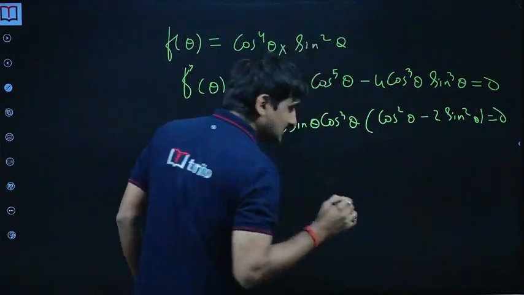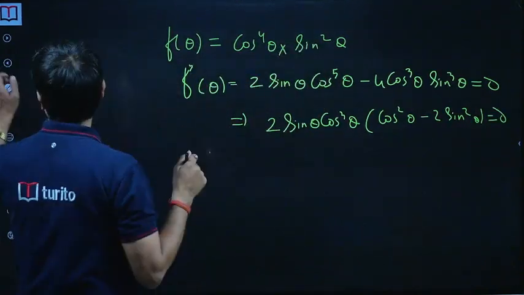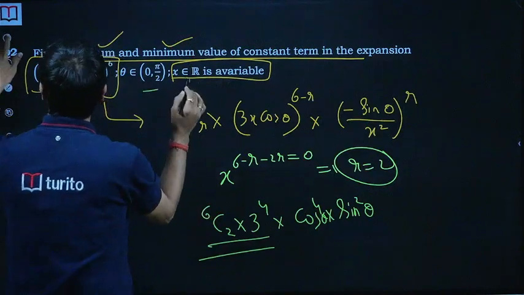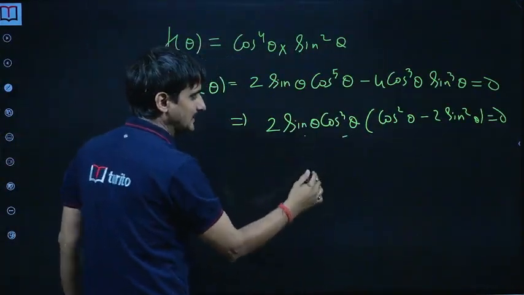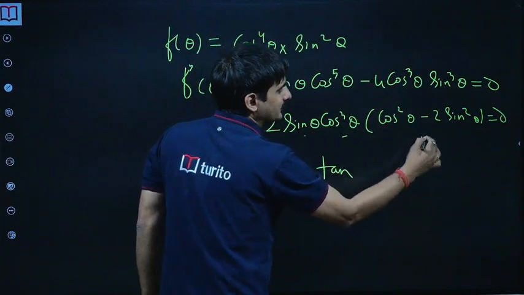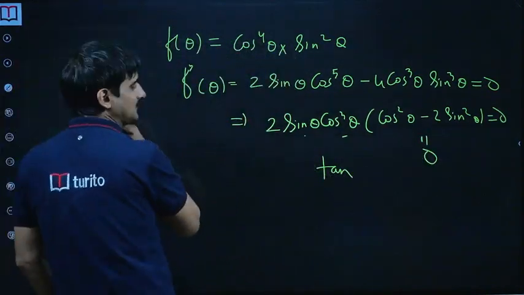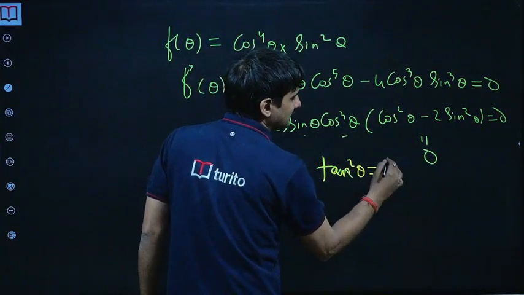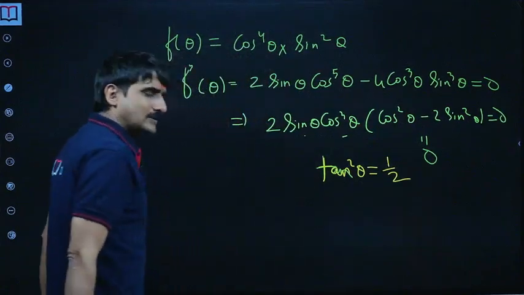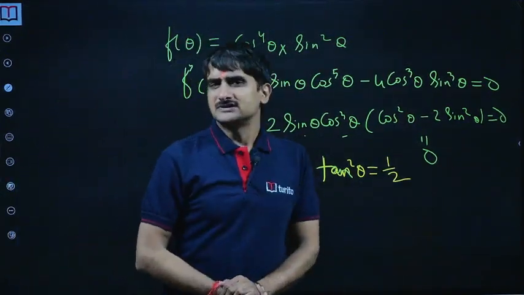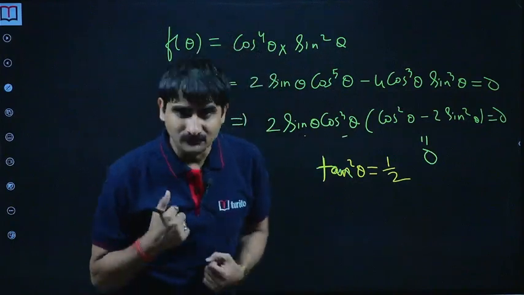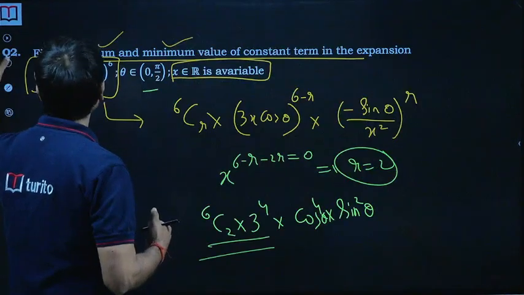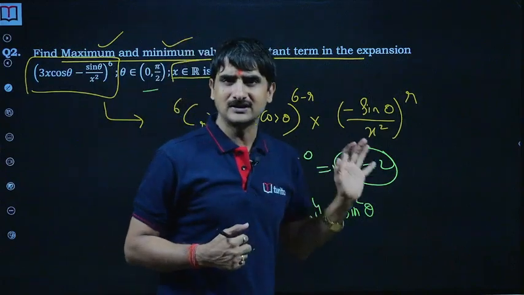Now see, since theta is in the interval 0 to pi by 2, both ends open, neither this can be 0 nor that can be 0. So the only possibility is that this gets 0. From here you get the value of theta, which says that tan square theta is nothing but 1 by 2, and then from there you can get cos theta and sin theta, put the value, and get the maximum and minimum value. Okay, so that's another question based on the general term of the binomial expansion.